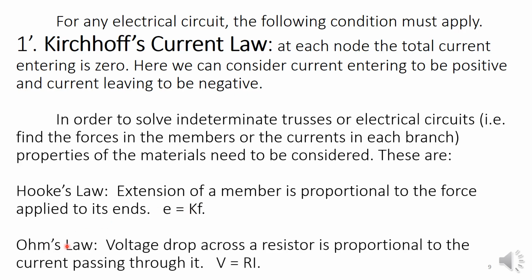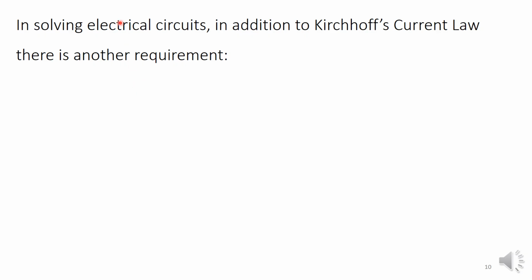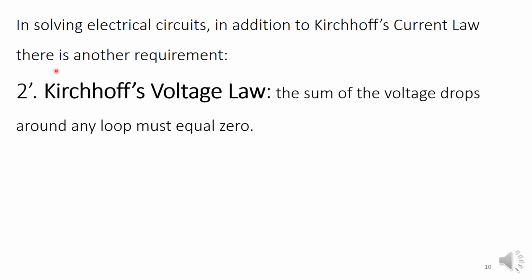And for electrical circuits, electrical components, you have Ohm's law. The voltage drop across a resistor is proportional to the current passing through it. This is given in the familiar equation V equal to IR. In solving electrical circuits, in addition to Kirchhoff's current law, there is another requirement, which we denote by Kirchhoff's voltage law. The sum of the voltage drops across any loop must equal 0.